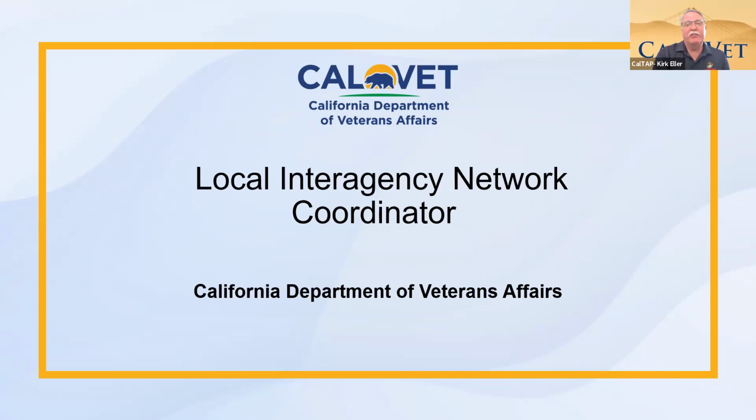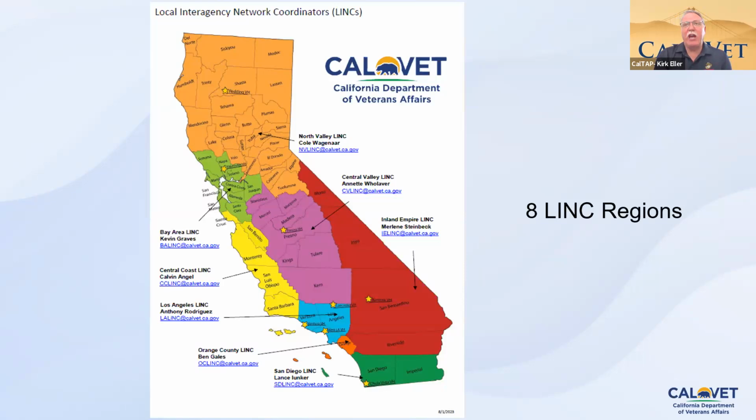Next slide. This map, which I'm going to be posting in the chat shortly, is an important part for where you're located to access benefits in your region. We have 8 regions throughout the state, which is actually set up in the emergency management, the FEMA map. So the Northern California, Bay Area, Central California, the Inland Empire, the Central Coast, Los Angeles, Orange County, and the San Diego region. Each one of these links actually works in these regions to connect veterans to their benefits.